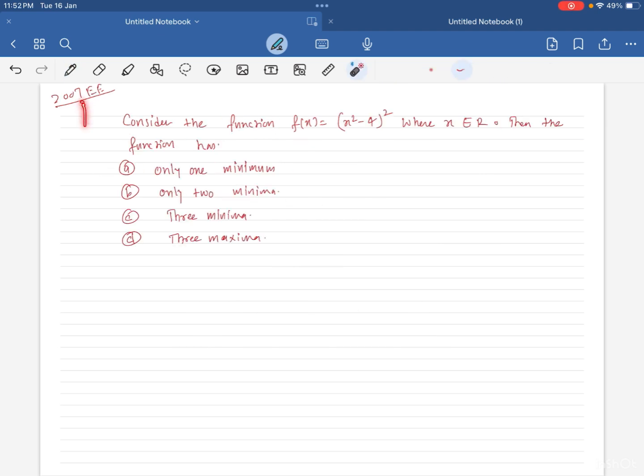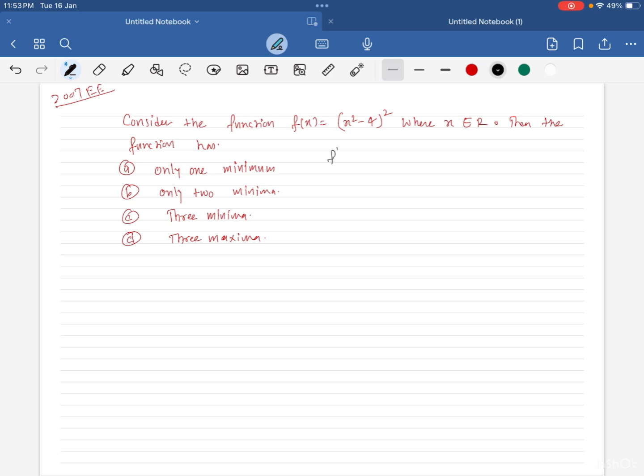So this question is from 2007 EE. Consider the following function. We have given this function fx is equal to x square minus 4 whole to the power square, where x belongs to some real number. Then the function has only one minima, only two minima, three maxima. Yes.